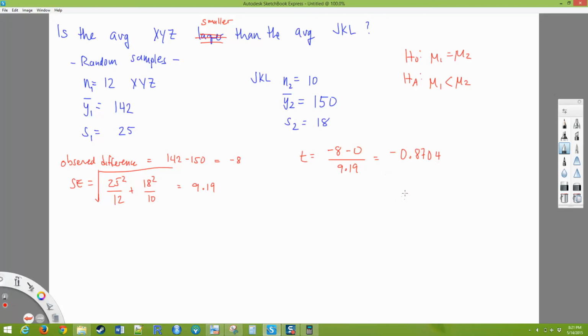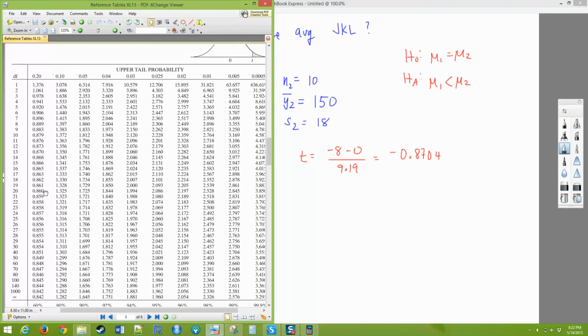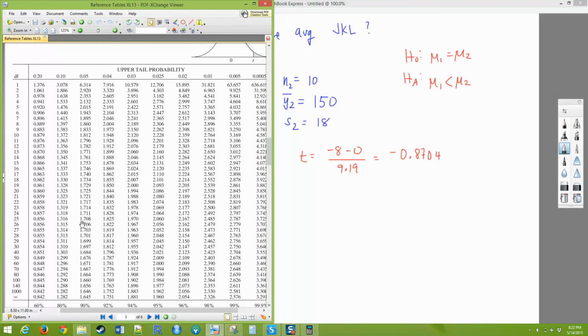Okay, how many degrees of freedom do I have? I'm getting approximately 20 degrees of freedom. 12 plus 10 minus 2, I have about 20 degrees of freedom. So we're going to look up 20 degrees of freedom, and we're going to look up -0.8704. Okay, so when we go to 20 degrees of freedom, we only have positive numbers in the table, okay? But the t-distribution is symmetric, okay? So I can just ignore this negative and pretend like I'm looking up positive 0.87.